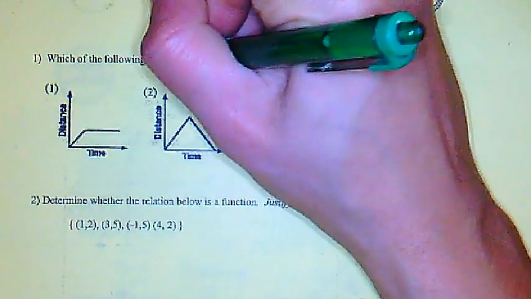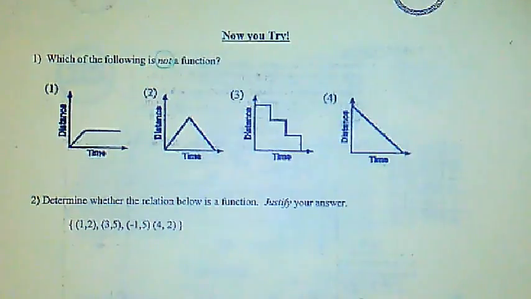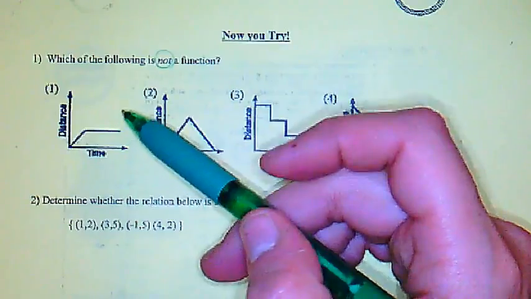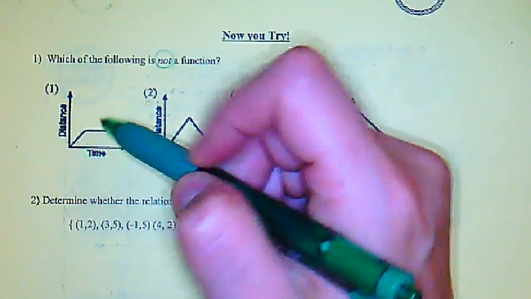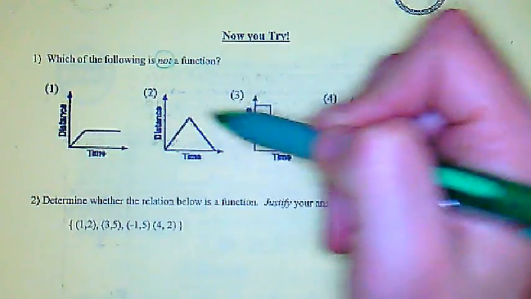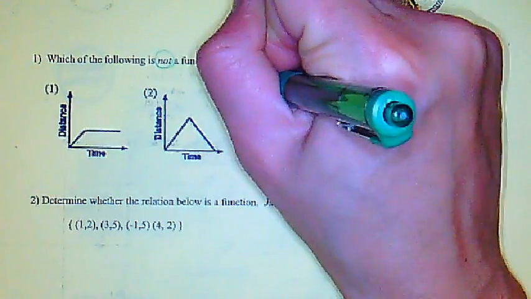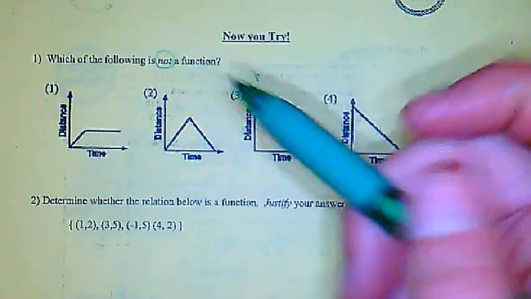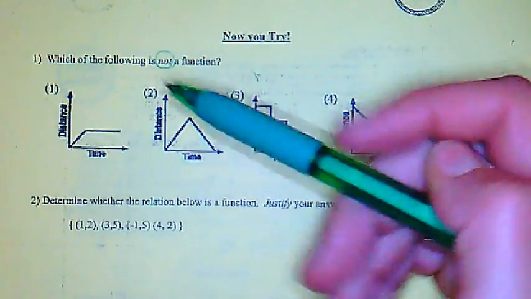Okay, so again, what I said before, you always want to circle when they say "not." Alright, and then if you're looking for a function, you want to see when you cannot make the vertical line go through. And the reason for that is, remember, for a function, x values can't repeat themselves. Okay, so I want to find the one that's not a function.